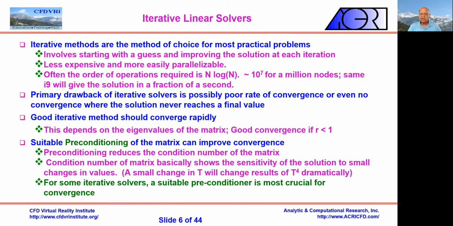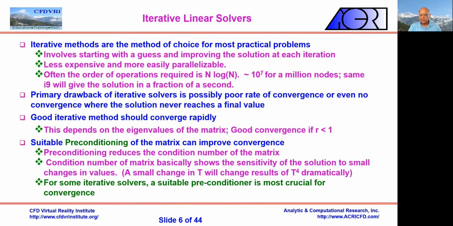What it depends upon is what the matrix is composed of. It depends on its eigenvalues. Usually good convergence is approached if the largest eigenvalue is less than unity once properly normalized. So one of the ways to get there is to suitably precondition the matrix, and that improves the convergence. So what's preconditioning? Preconditioning basically reduces the condition number of the matrix. You do it by multiplying it by some vector or another matrix, so there are many different procedures.